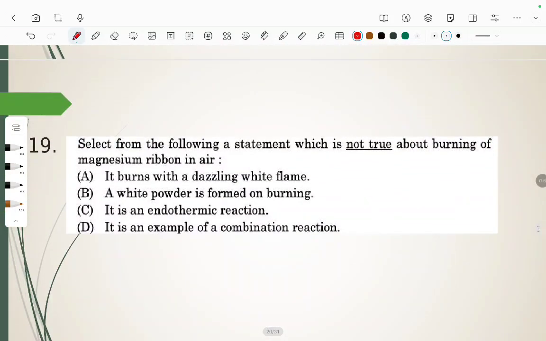Select from the following a statement which is not true about the burning of magnesium. Already we had done. It burns with a dazzling white flame. It's true. They have asked not true. A white powder is formed on burning. It is also true. We have to check the false statement from here. It is an endothermic reaction. It is an example of a combination reaction. Endothermic is absolutely correct here.